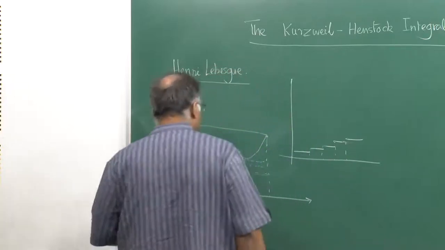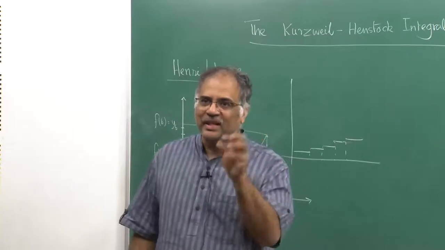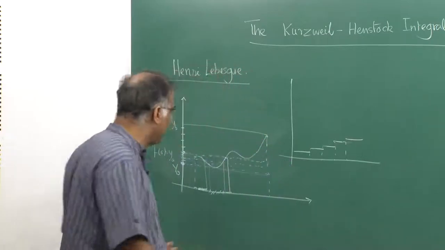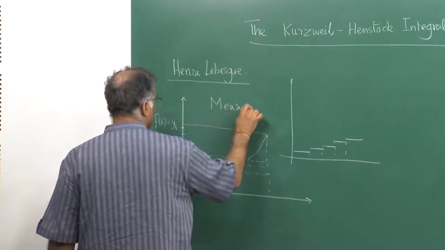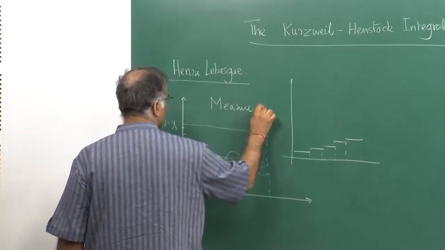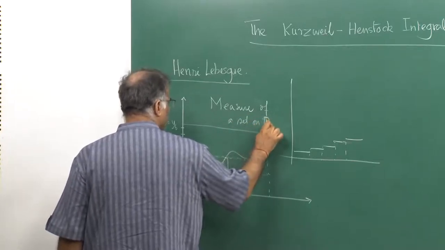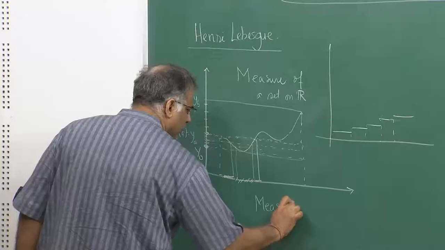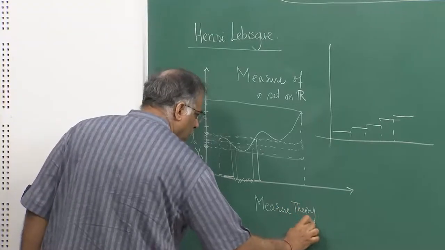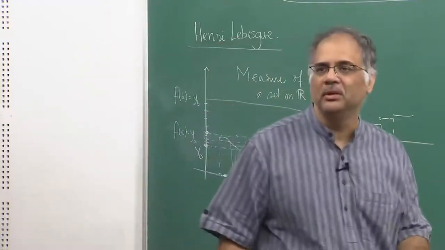So, he started thinking about the general notion of measuring a set on a real line, and that gave rise to the notion of measure of a set on R, which finally blossomed into a very important theory called measure theory. So, he found that once he did this, he could actually integrate functions which are not integrable in the Riemann sense.